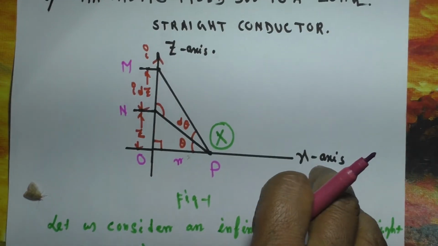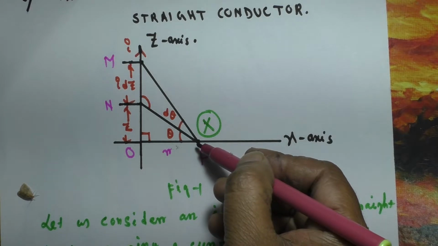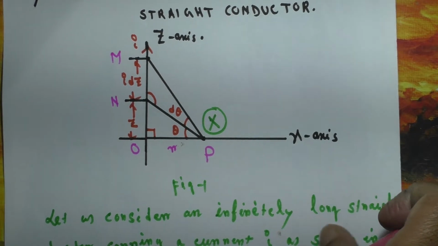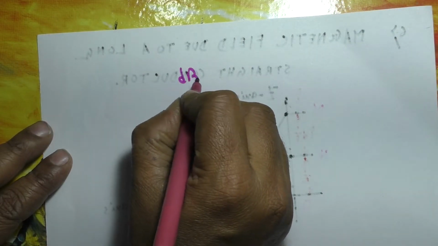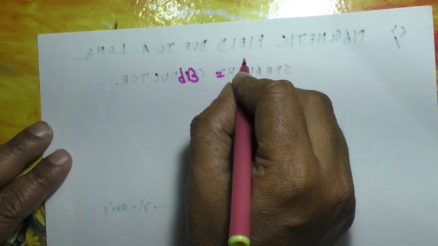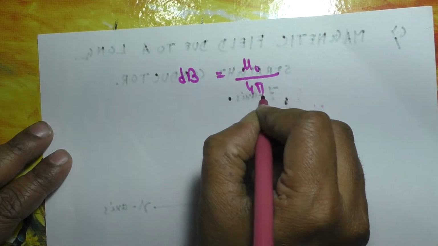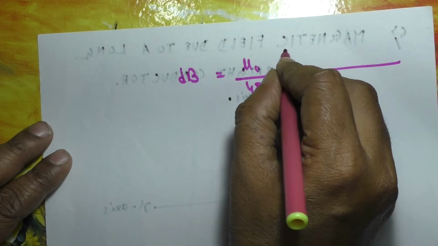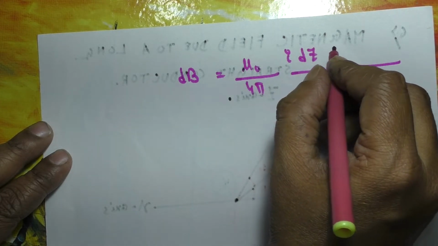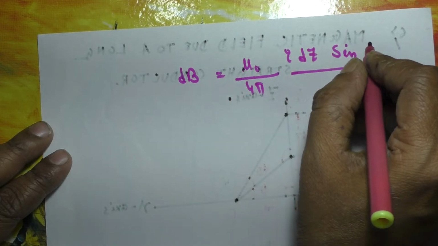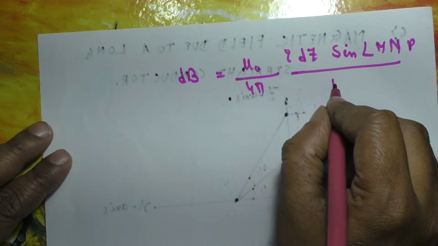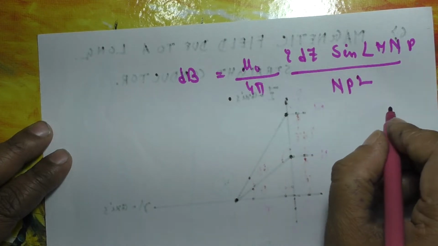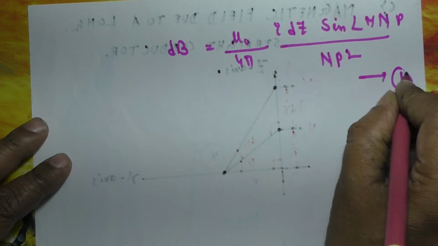And the magnetic field due to this current element at point P we can write from Biot-Savart law as dB, the magnetic field, equal to mu 0 by 4 pi times I dZ, that is the current element, sin MNP by NP square. This is equation number 1.